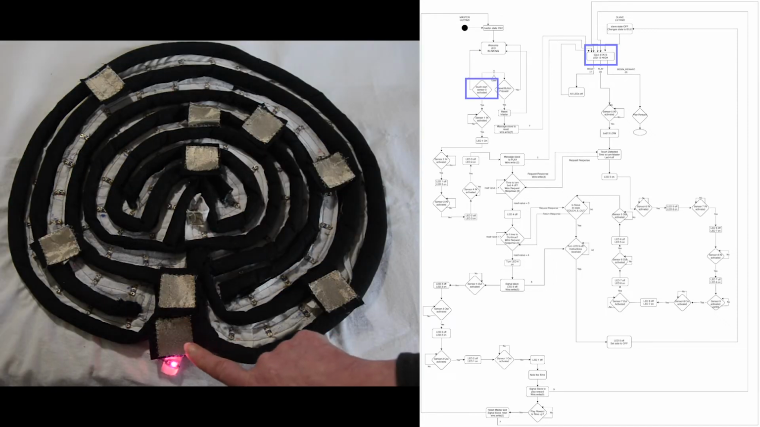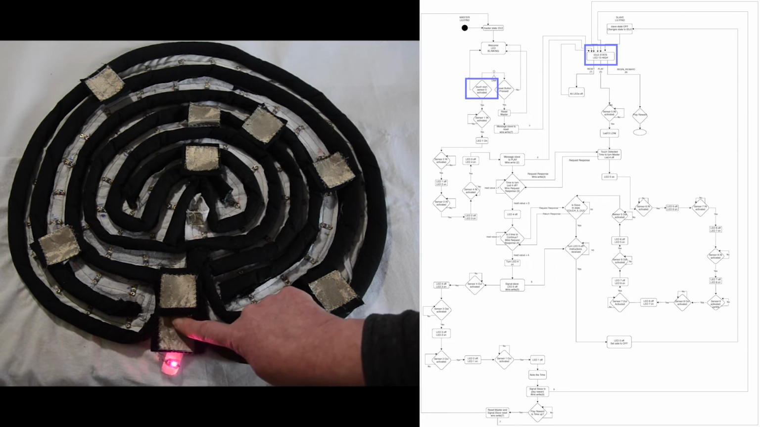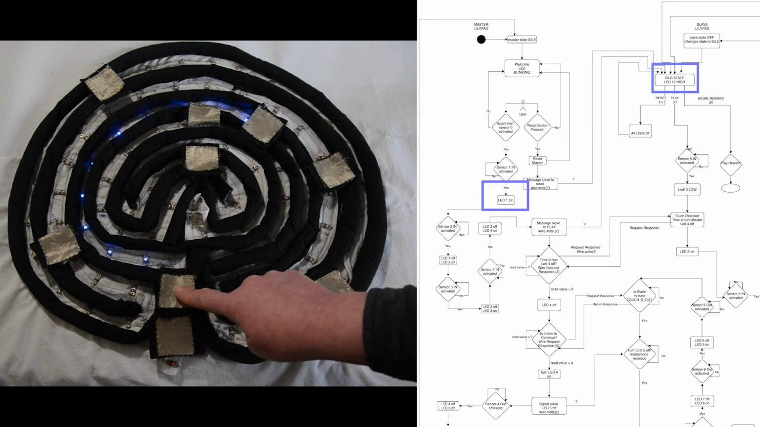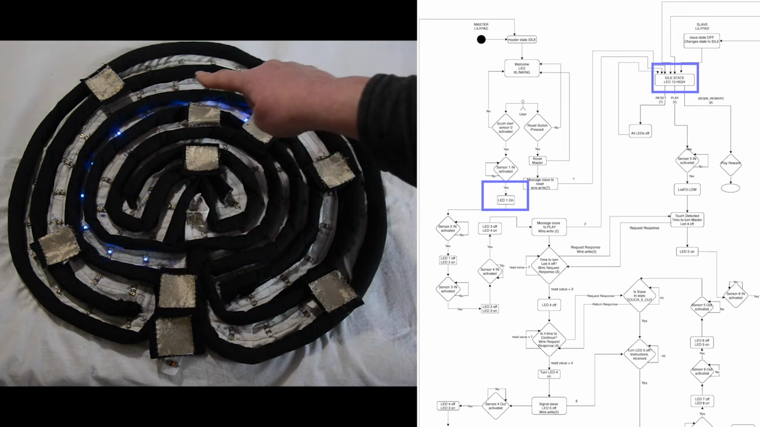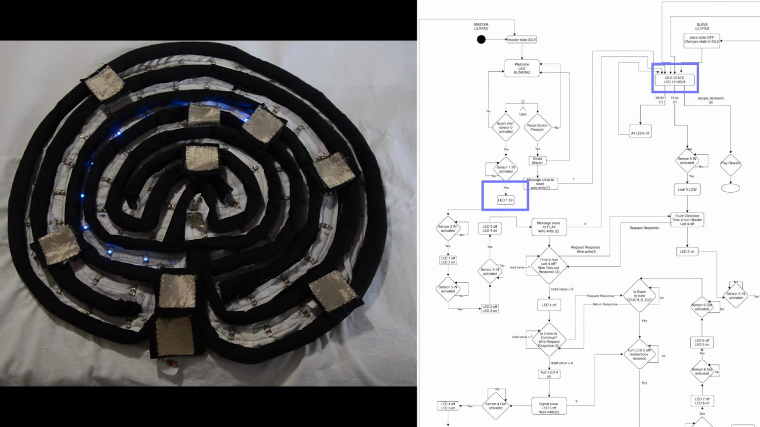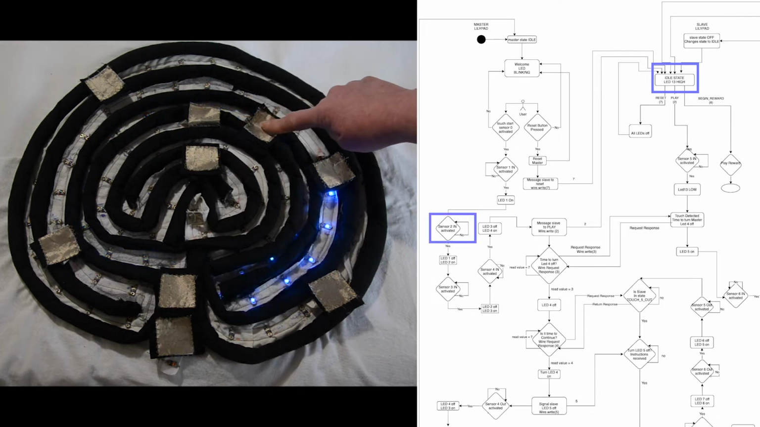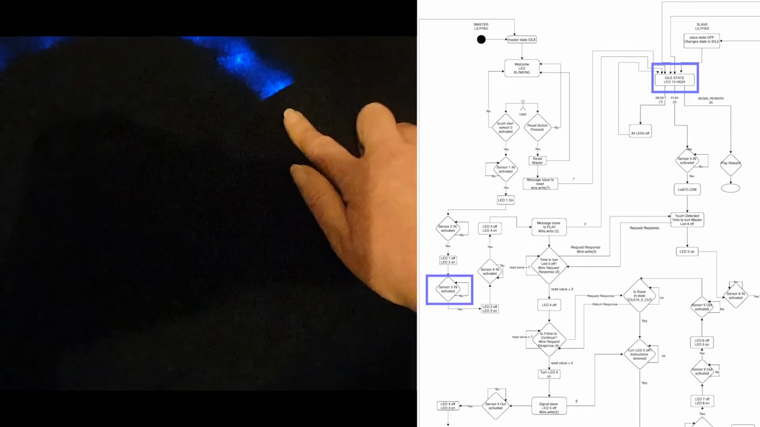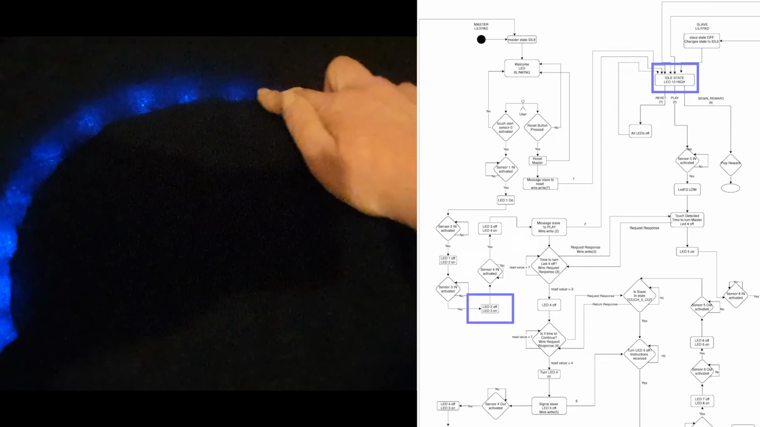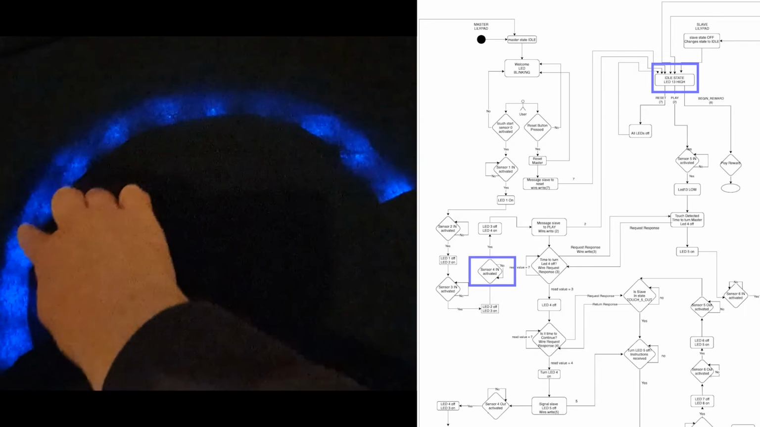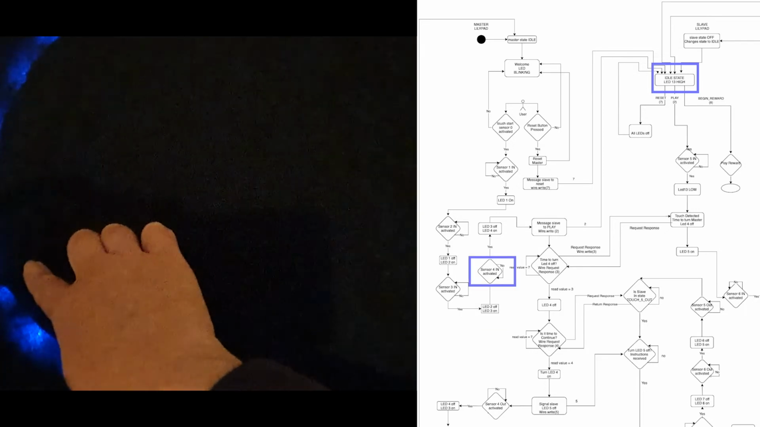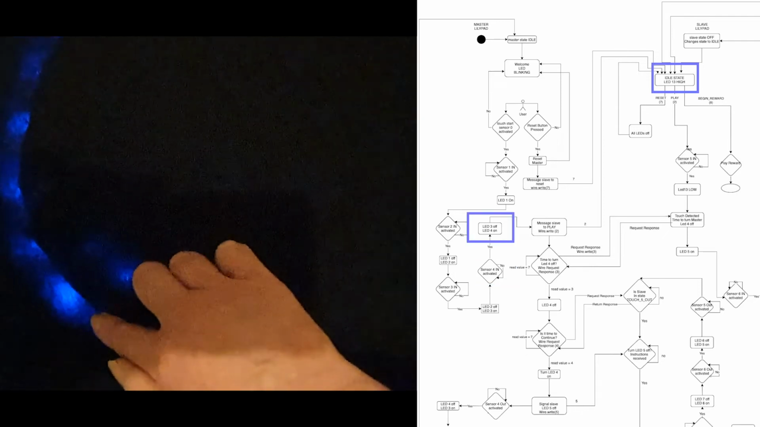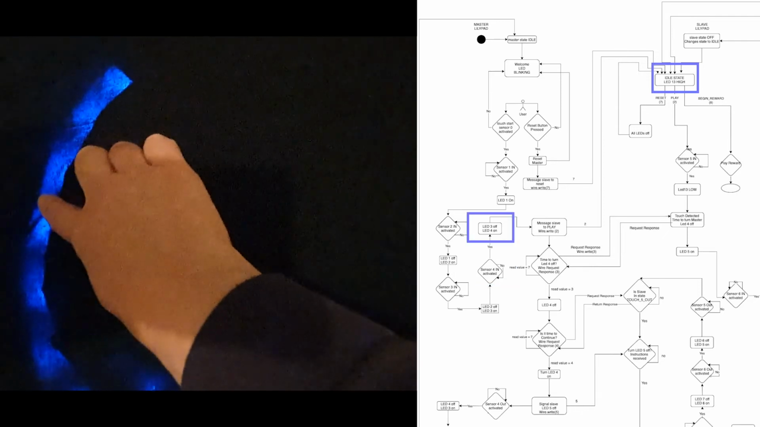When the user passes the start sensor, the welcome LED turns off, and as sensor 1 is triggered, the first strip of LEDs turns on. When sensor 2 is triggered, the second strip of LEDs turns on and the first strip turns off. When sensor 3 is triggered, the third strip turns on for the user to follow, and as they pass the fourth sensor, the fourth strip turns on and the third strip turns off.